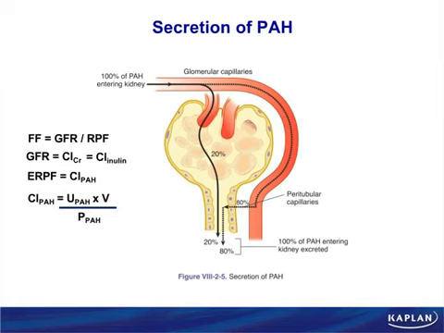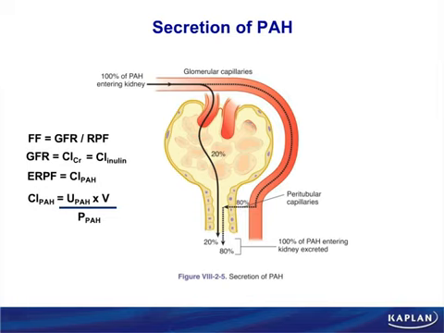So let's talk about what happens when the PAH carriers are saturated, when you reach transport maximum and you're secreting at a constant rate. So let me give you some numbers. Let's say you have 10 milligrams of PAH in the renal plasma flow. 10 milligrams, that's it. That's a low concentration.